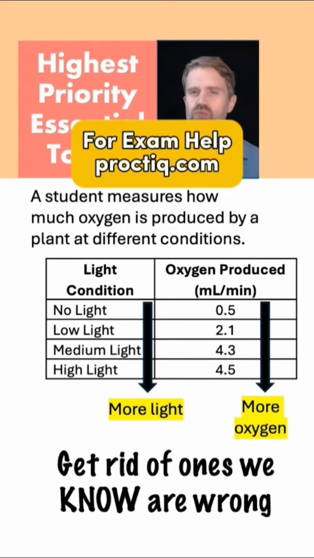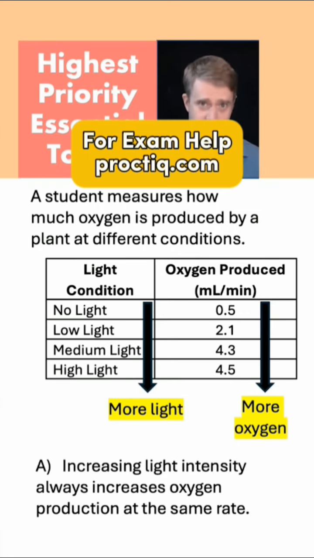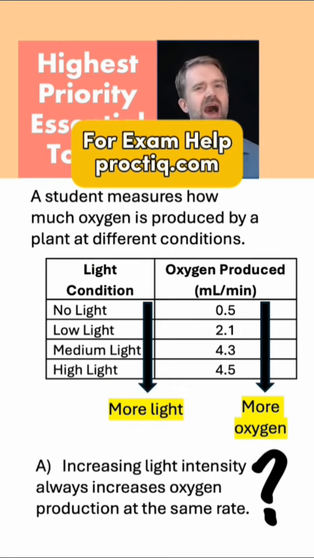First, we're going to get rid of the ones that we know are immediately wrong. A, increasing light intensity always increases oxygen production at the same rate. I don't know, we got to think about this for a little. It doesn't totally jump out at us as wrong, so we're going to leave it for later.